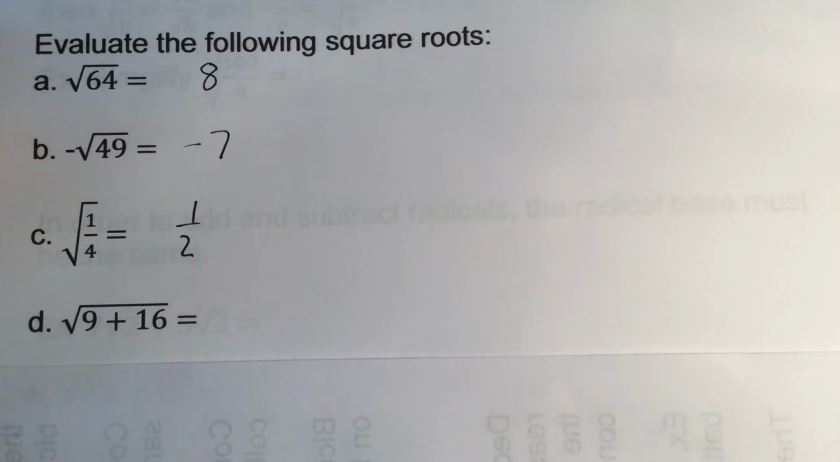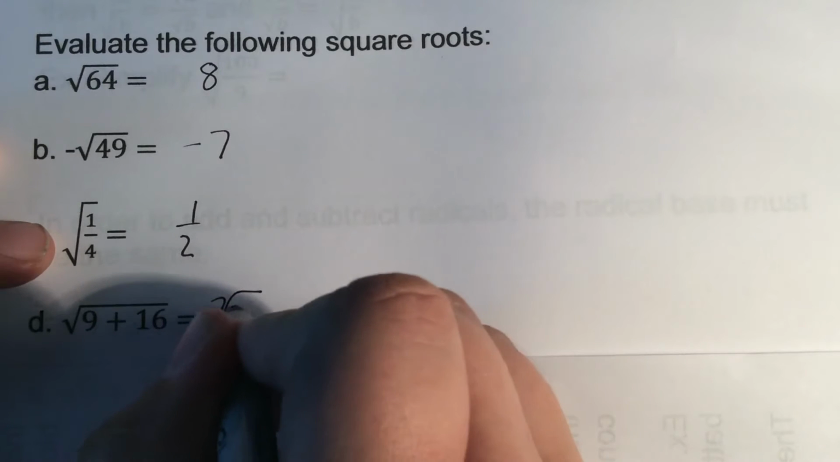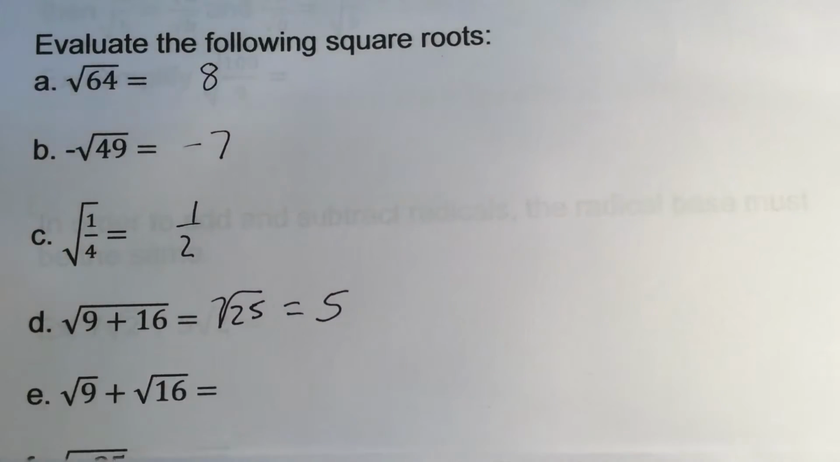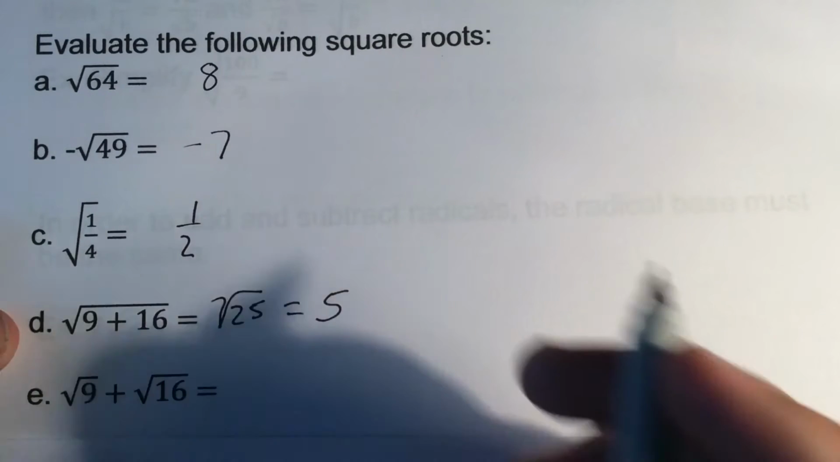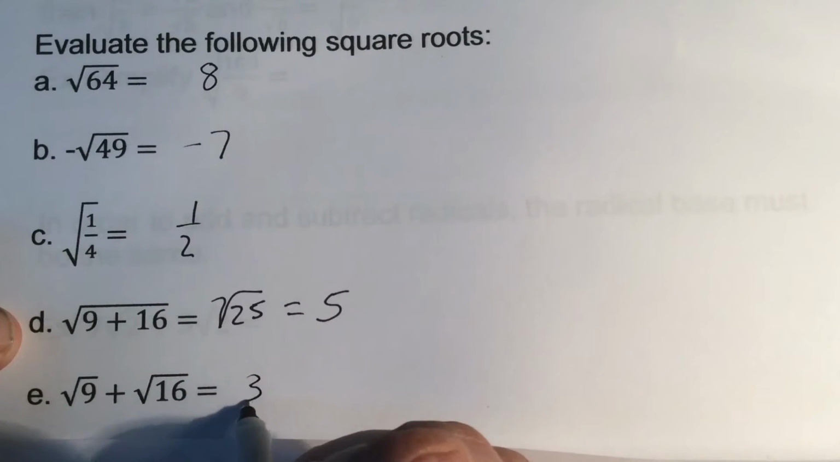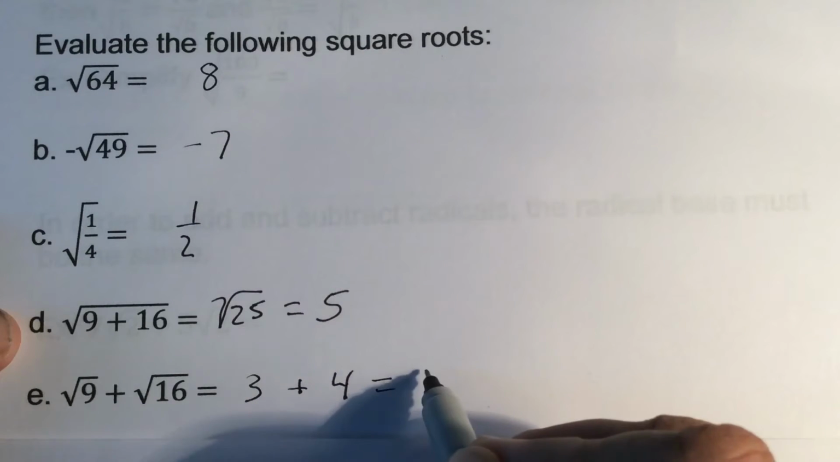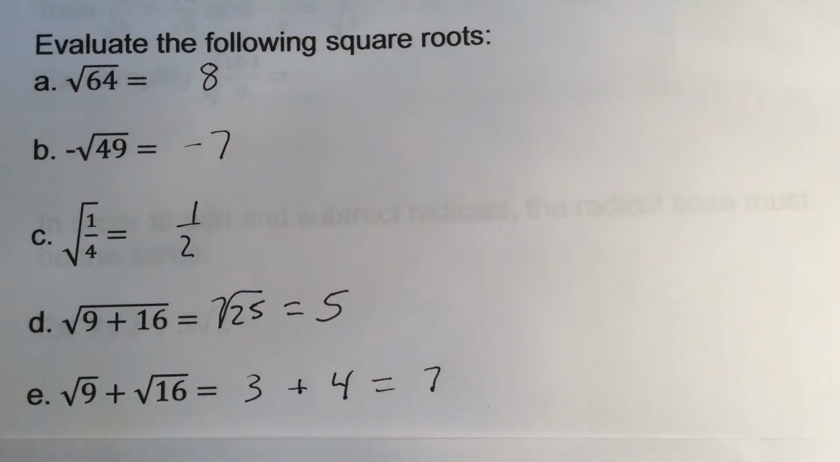Now, the square root of 9 plus 16, we can add them together. 9 plus 16 would be the square root of 25, which equals 5. But if they're separate, we would do the square root of 9, which is 3, plus the square root of 16, which is 4, and we would get 7. So notice how it's different if they're both under the root versus if they're separate when you add them.